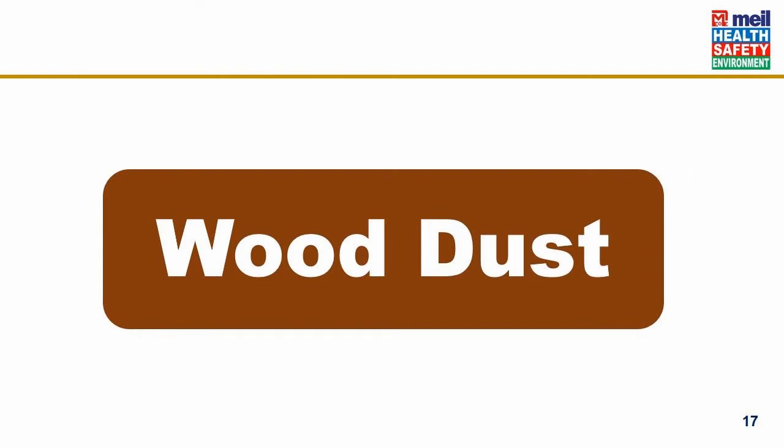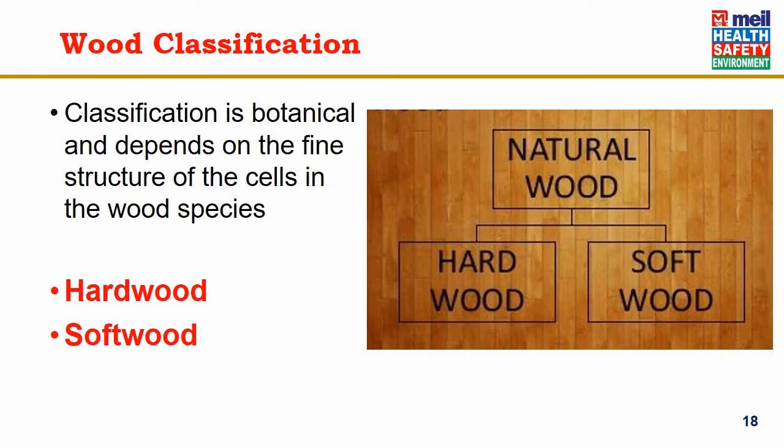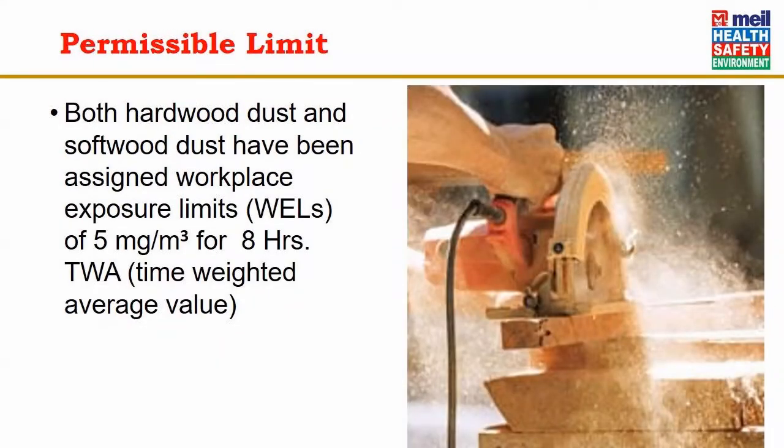Wood dust. The wood dust classification is botanical and depends on the fine structure of the cells in the wood species, but largely wood is classified as hardwood and softwood, so therefore the dust is also classified as hardwood dust or softwood dust. Both hardwood dust and softwood dust have been assigned workplace exposure limits of around 5 mg per meter cube for an 8 hour time weighted average value.